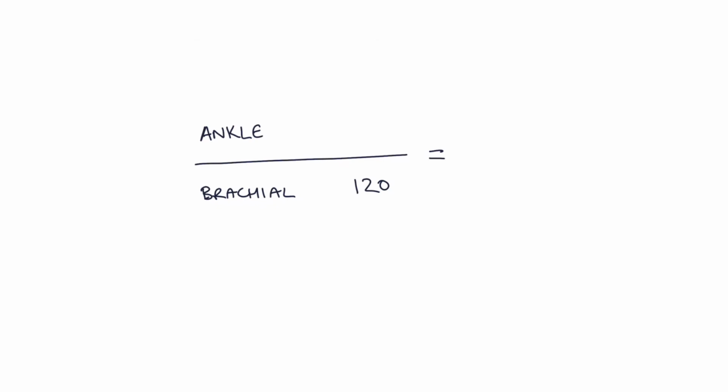So you can see that the lower the ankle pressure is compared to the brachial pressure, the more significant the peripheral vascular disease is.